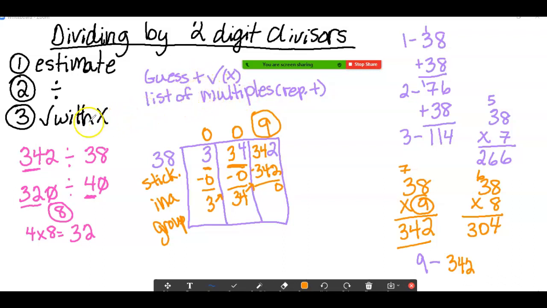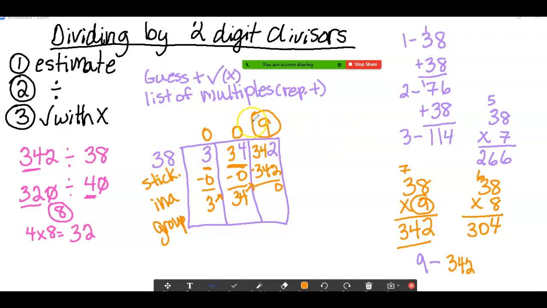So my last thing that I need to do is to check with multiplication. Well, first, look at this. Look how close our estimate was. We said the estimate was 8, and our real answer is 9. That's very close. Okay, so now let's double check.